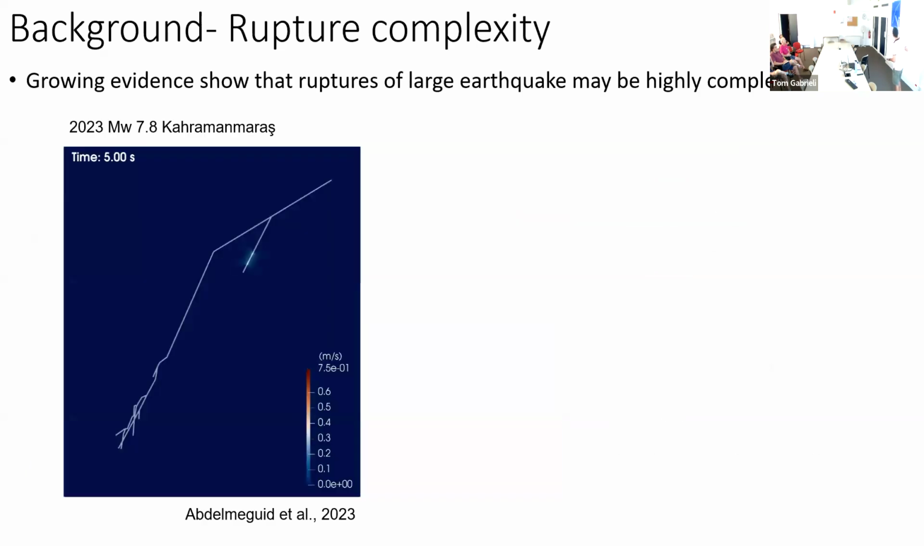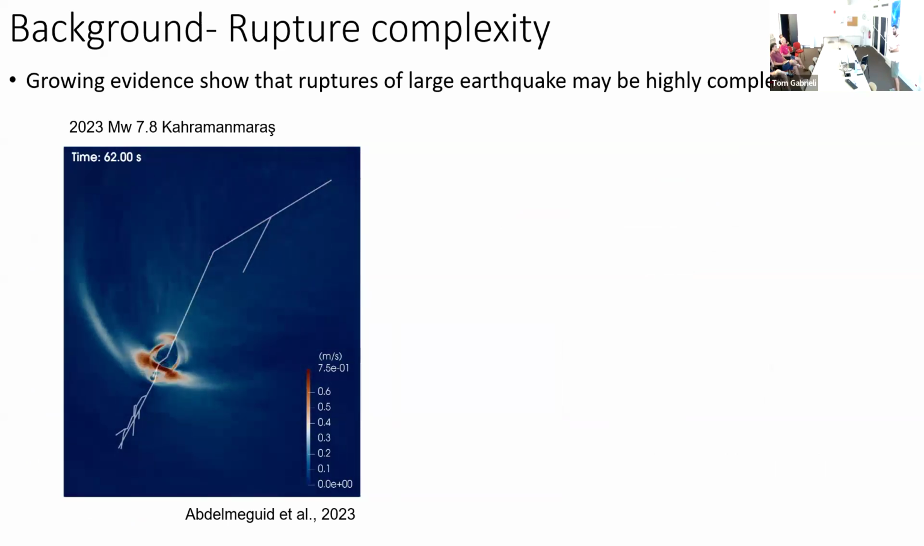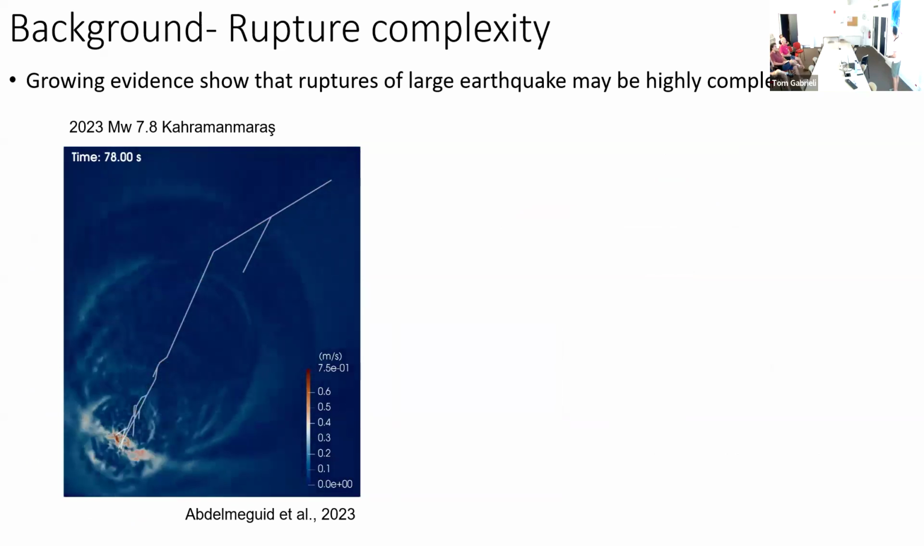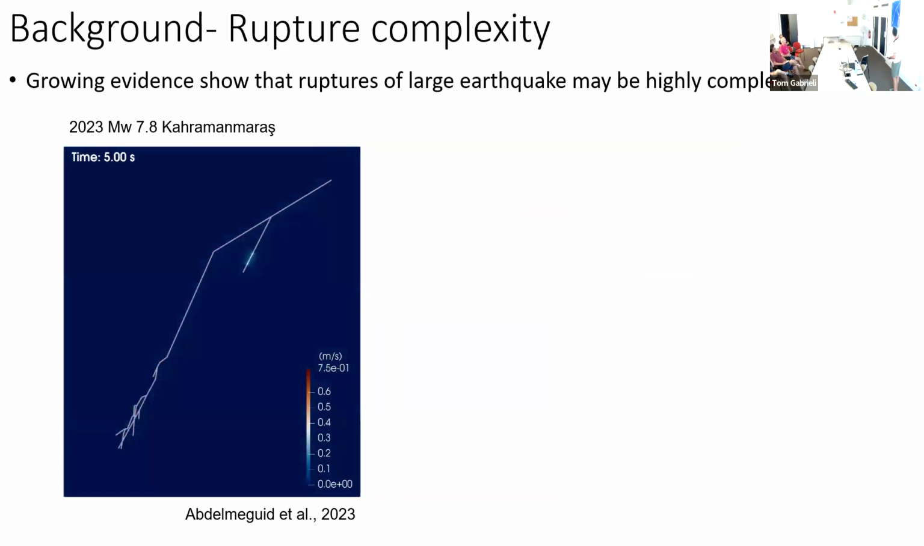And finally, for the background, we see here a simulation by Abdel Magid of the 2023 Kahramanmaraş earthquake in Turkey. So a very devastating event, and we can see that the rupture has many episodes. It went to supershear, it went back to sub-Rayleigh, it changes direction. We can see it coming from here and then left and then right. So the rupture is very complex, not like the very simple rupture that we saw in the simulation earlier.